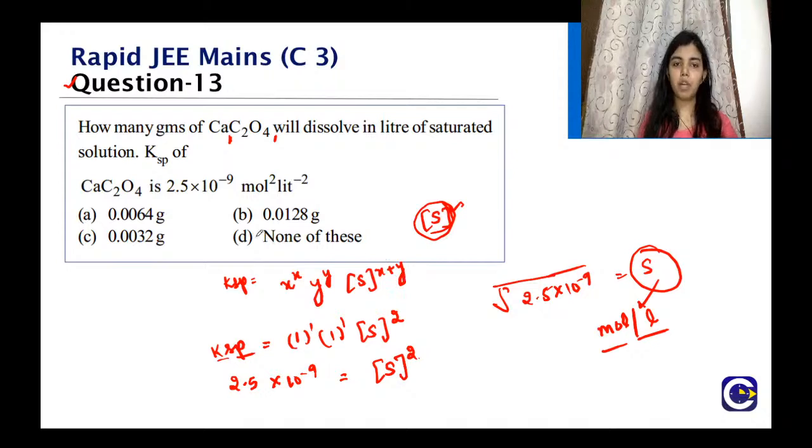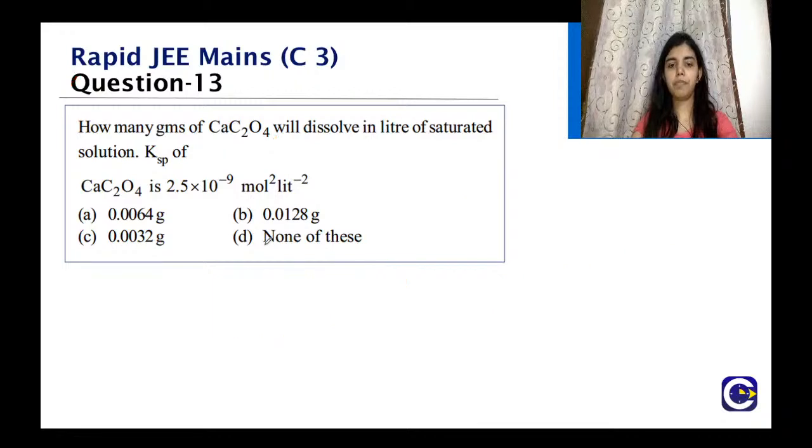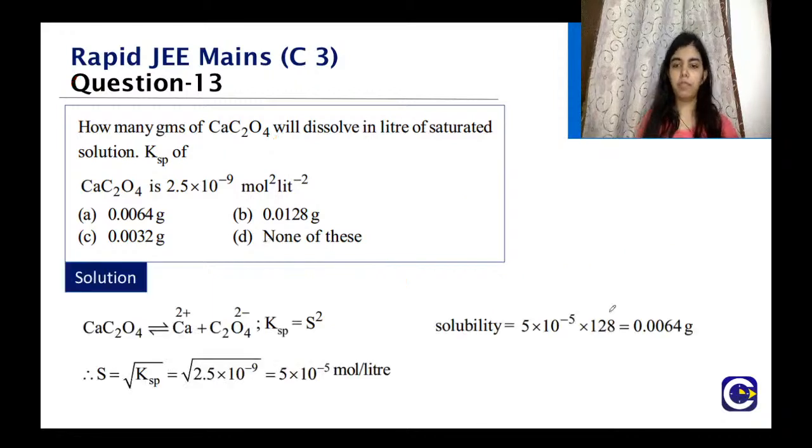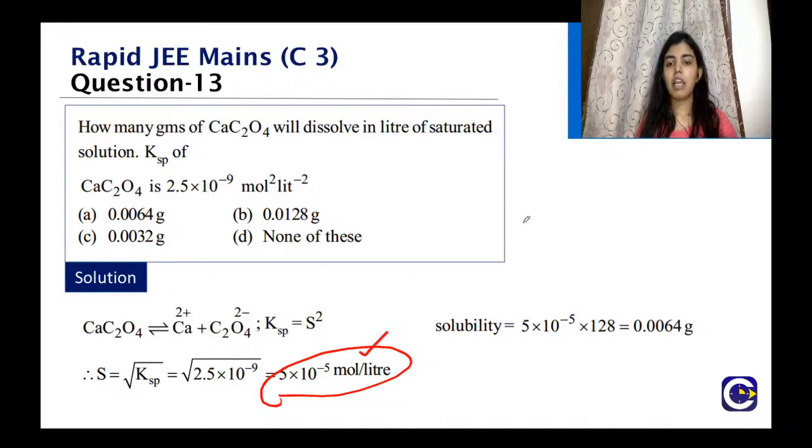Right. So we have to convert it into gram per liter. First we will calculate the solubility in mole per liter. It will come out to be 5 into 10 raised to the power minus 5 mole per liter. Right. This is the square root of 2.5 into 10 raised to the power minus 9, so this value you will get. Right. Now you have to find out the solubility in gram per liter. So what you will do here, 5 into 10 raised to the power minus 5 into molar mass will give you the given mass.